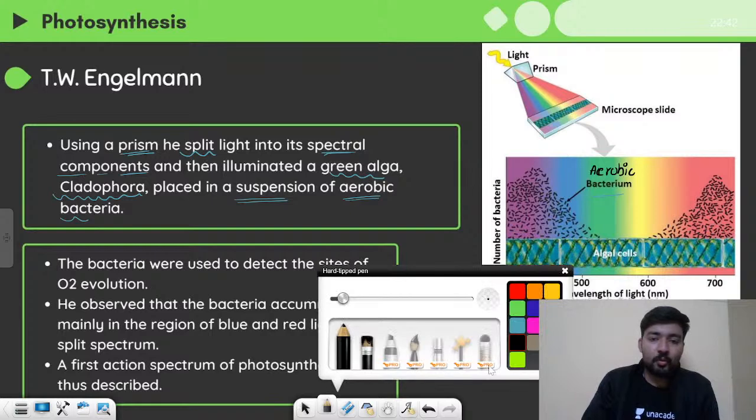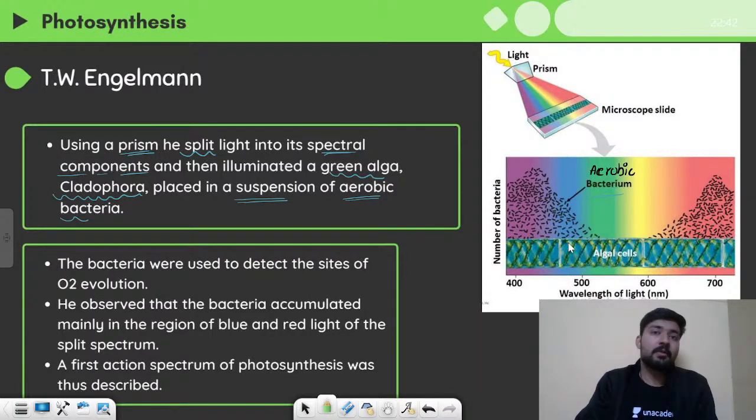So he wanted to know at which particular color, at which particular wavelength of light, the plant is most active, where the plant is forming the maximum amount of oxygen. Let's see. The bacteria were used to detect the sites of O2 evolution. Where there are more bacteria, there is production of more oxygen gas. So he observed that bacteria accumulated mainly in the region of blue and red light in the split spectrum.